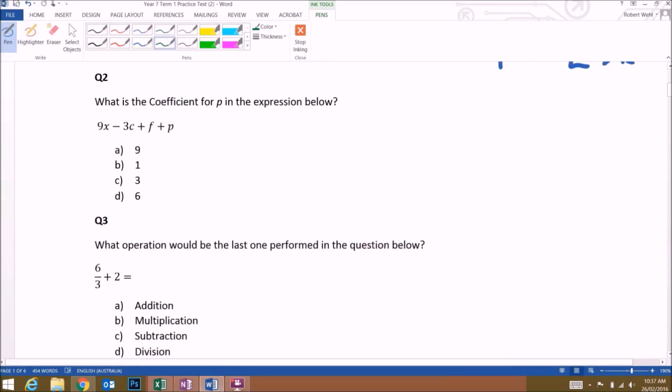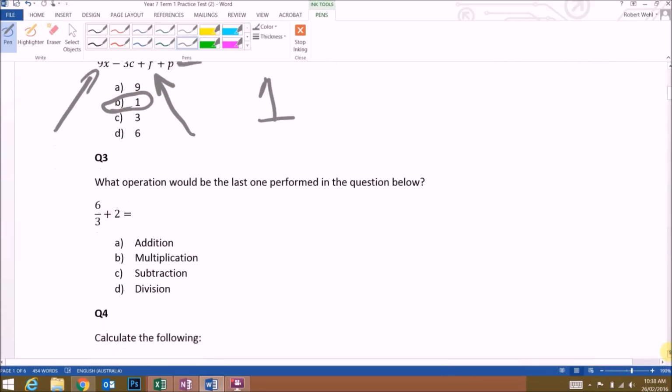Question 2. What is the coefficient for P in the expression below? A coefficient, very simply, is the number that's beside a letter. So the coefficient of X would be 9. The coefficient of C would be 3. And then it asks for F, and more importantly in our question it asks for P. When there is no number, it means that your coefficient is 1. So in this instance, what is the coefficient for P? The coefficient would be B again, which is 1.